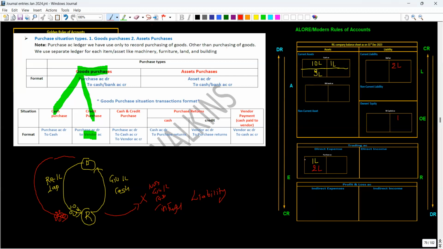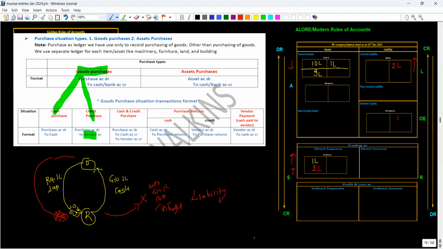In cash purchase, what happened? Company's expense is increasing and cash is decreasing. Whereas in credit purchases, company expense is increasing and which one is also increasing? Company's liability is increasing. They will ask you to tell the differences between both the transactions, what effect you can find out in the financial statement.